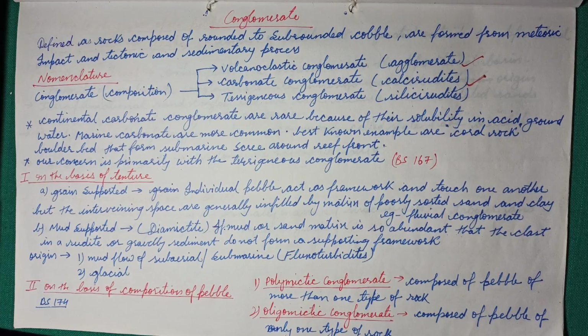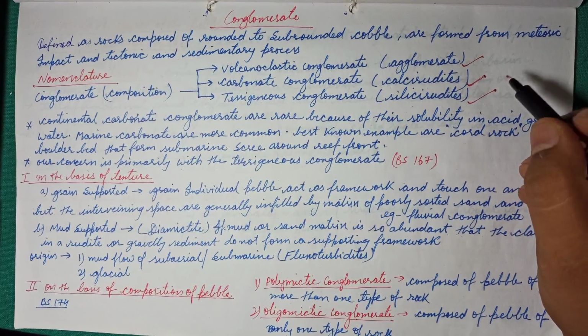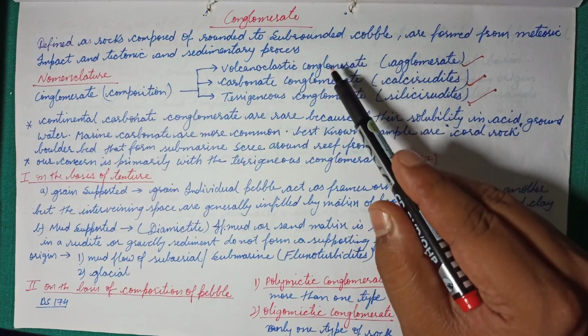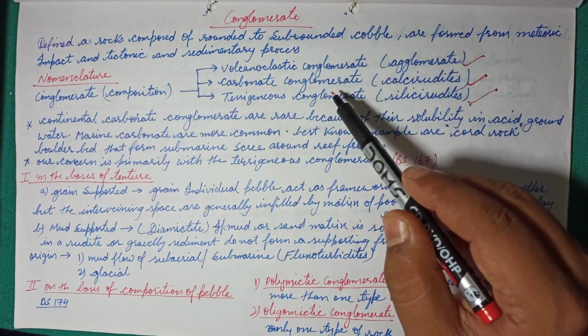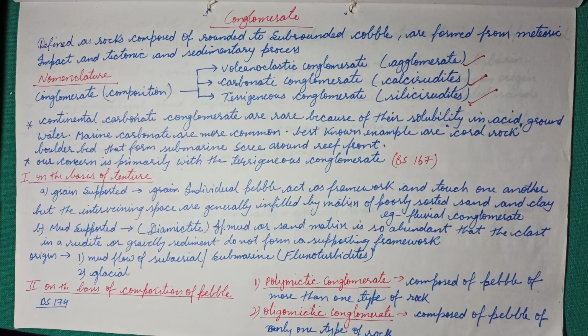Again, the third one is terrigenous conglomerate, meaning terrestrial rock fragments which have this size. So this is also known as silicirudites. They may ask you what is the composition of silicirudites. They will give you volcanic clastic conglomerate, carbonate conglomerate, terrigenous conglomerate. You need to search which one is the right option for the silicirudites.